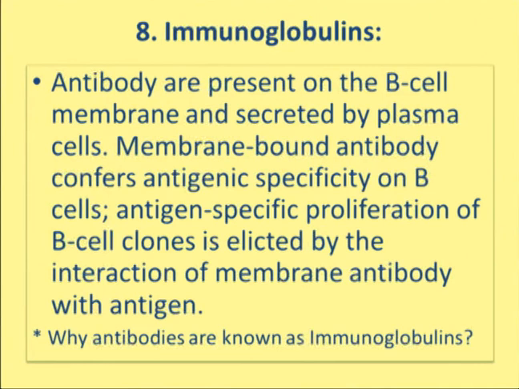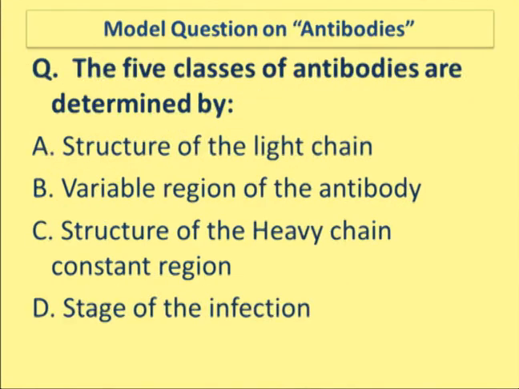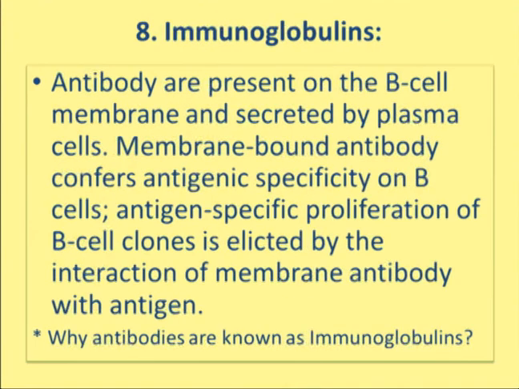Now here comes a very interesting thing: why are antibodies known as immunoglobulins? Antibodies are known as immunoglobulins because these are serum proteins which belong to the gamma globulin fraction of the serum. And since the gamma globulin fraction of the serum is involved in immune functions, such molecules are called immunoglobulins.